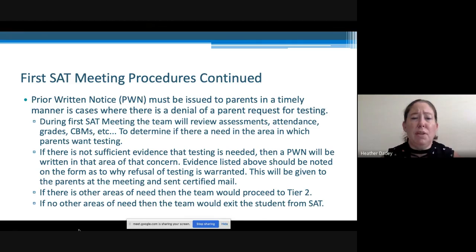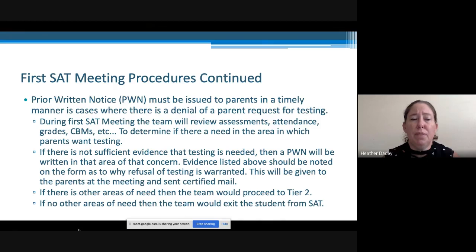During the first SAT meeting, the team will review assessments, attendance, grades, CBMs, which is classroom-based measurements, et cetera, to determine if there's a need in any area in which the parent wants testing. So you're going to look at all your data and determine if there is a need. Is the student at grade level? Is he or she performing proficient? Are there behavior concerns? Are they coming to school?